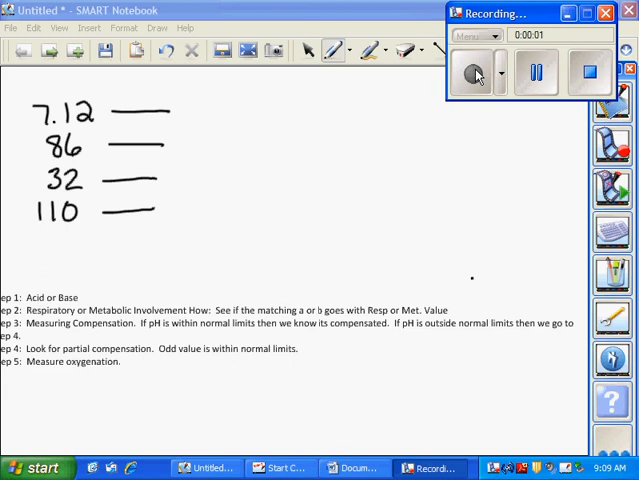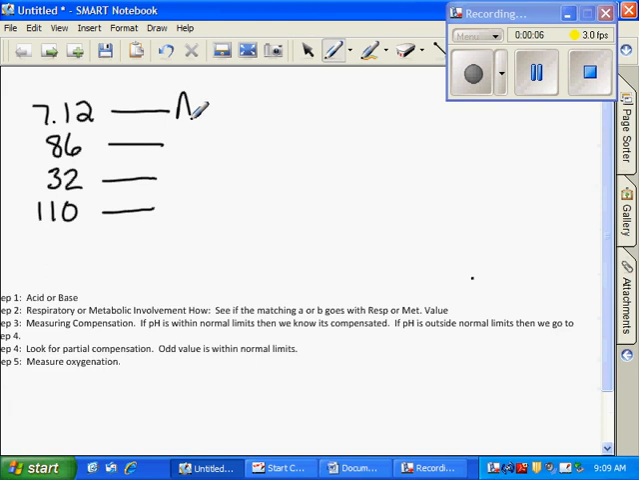Okay, so 7.12 was what? Acid or base? 86, acid or base? 32, acid or base? 110, acid or base? What is 110? No, I mean, what you had up there a while ago was 7.12, 76, 34, and 82. I changed it.